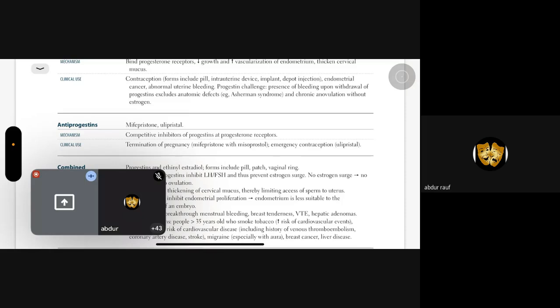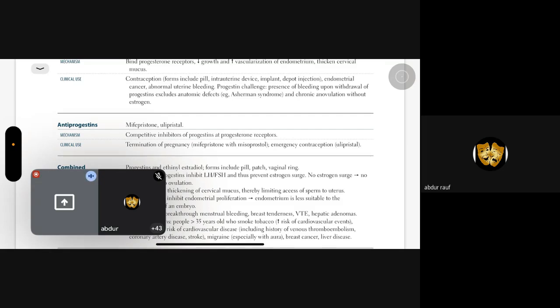So keep that 5 day mark in your mind: if a female is coming after 5 days of unprotected sex, we are giving her mifepristone, because emergency contraception is usually useful for only 5 days. Okay. And after 5 days, we give mifepristone. Before 5 days, we will give levonorgestrel.